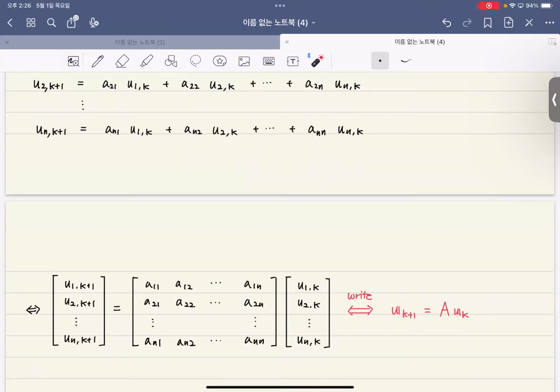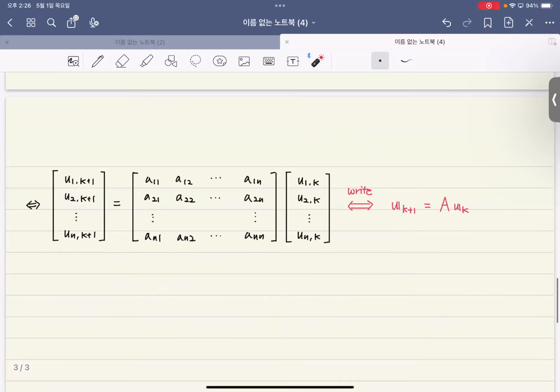From now on, we are going to write the vector u_{k+1} as A times u_k. This A is an n by n matrix with constant entries, consisting of A11 to Ann. And this column vector, the k-th term of each of these sequences, I will call u sub k. Therefore, this guy should be u_{k+1}. So this is going to be my notation from now on. This is our difference equation.